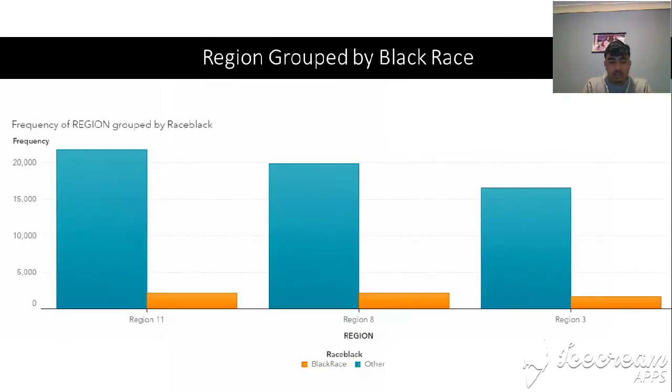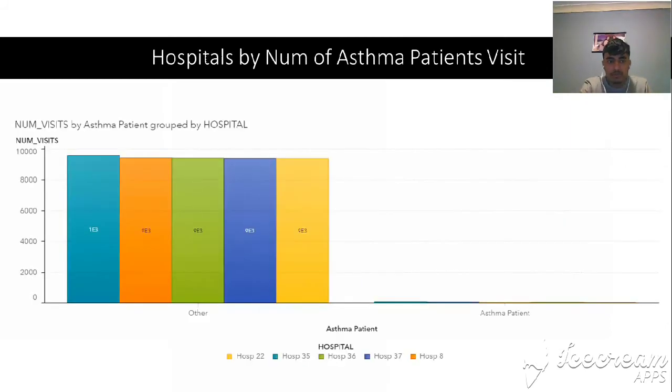The top 3 regions with respect to the black race are 11, 8, and 3. The highest frequency of black race in region 11 is 2019. According to the above image, hospital 6, hospital 7, hospital 35, hospital 28, hospital 24, hospital 13 are the top hospitals with the highest number of asthma visits.